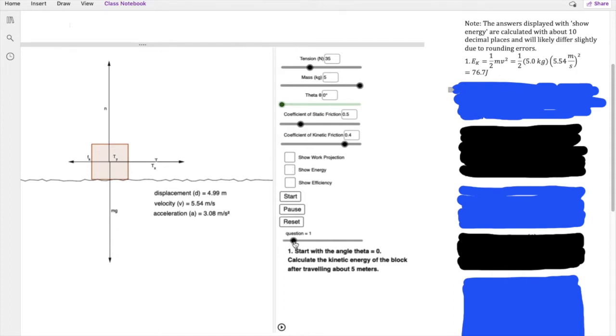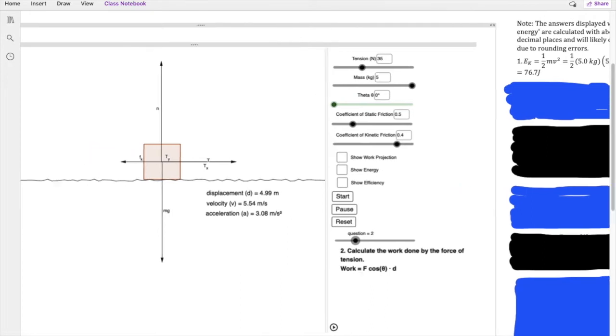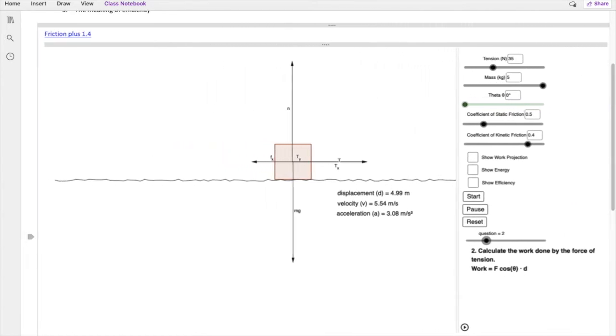All right, now we're going to move along to the second question: calculate the work done by the force of tension. Now, work is the amount of energy that we've given to the block. That's one definition of it, the change in energy. Another way of calculating it is the product of the force in the direction of motion. So I'm going to click on the Show Work Projection here, and we can see that we have T here, which is our orange vector, and it is in the same direction as d, which is displacement.